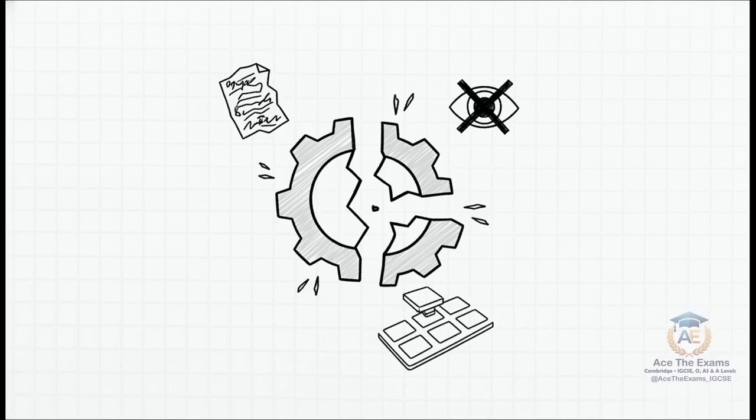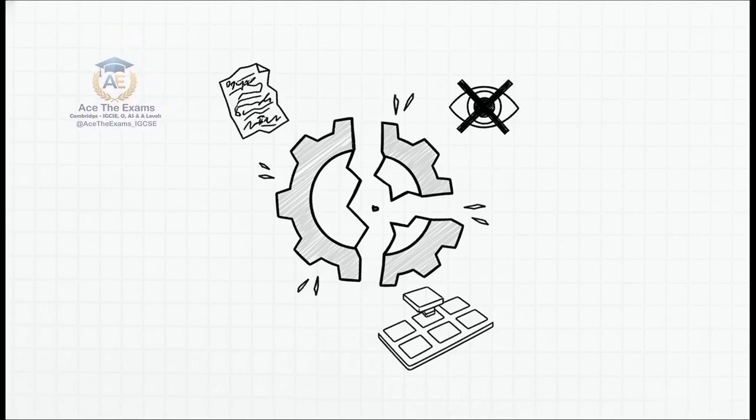Error 2, ignoring presentation checks. Cambridge demands strict conventions, guys. We're talking proper headings, correct terminology, and clear, legible annotation. If your working out is a tangled mess, the examiner literally cannot parse your logic, and they won't give you the benefit of the doubt. And error 3, generic answers lacking specific context. This is a big one.